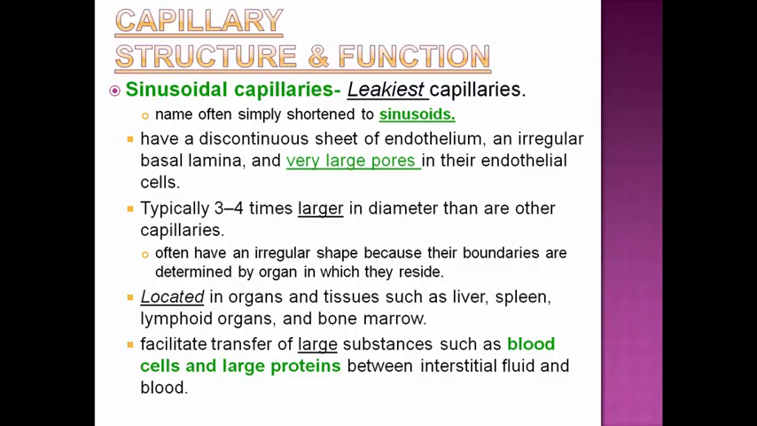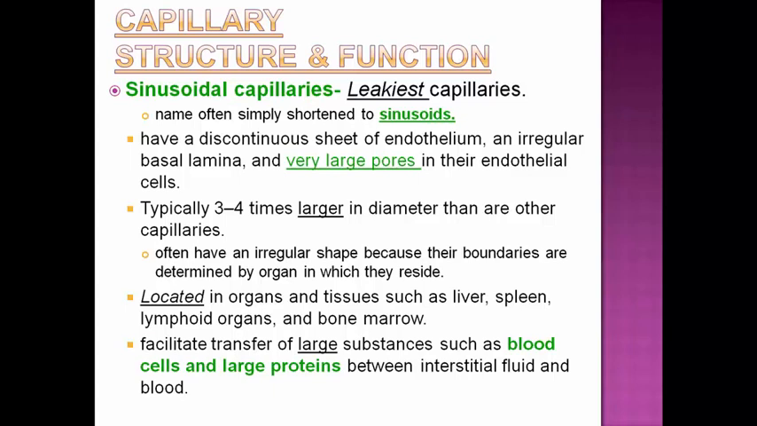The final ones are the leakiest of all because they consist of these large cavernous areas that are known as sinusoids. So the sinusoidal capillaries are the ones that have this discontinuous sheet of endothelium. They have very, very large pores, these huge open cavity spaces, typically 3 to 4 times bigger in diameter than the other types of capillaries. They're going to have irregular shapes because their boundaries are going to be determined by the organ that they are found in.